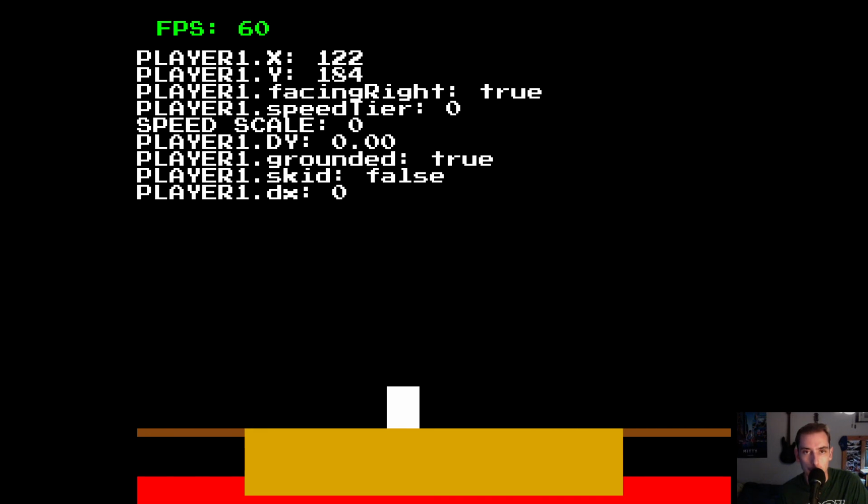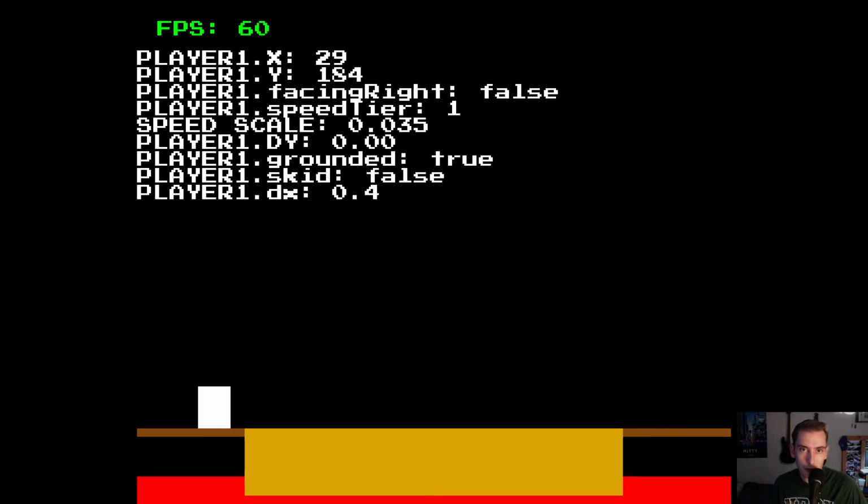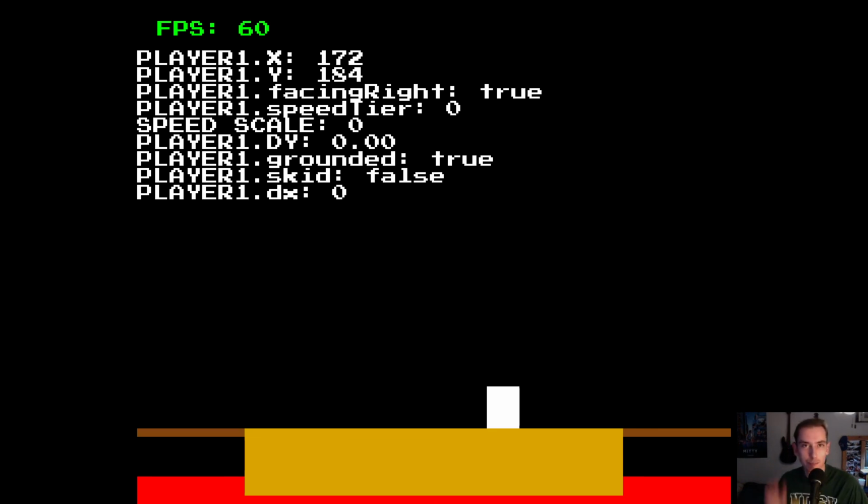Now, I saw dx go to 0, but it kind of did it. Oh, no. Yeah. No, that's almost right. So there's a couple of good things here. It looks like the skid flag is working how I wanted it to, except for moving left. But moving right, skid flag seems to be working.